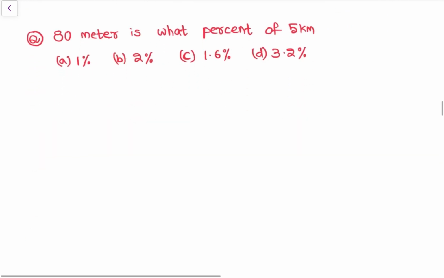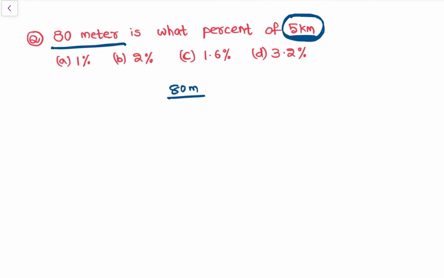So now let's see this question, that is 80 meter is what percent of 5 kilometer? So original quantity or total quantity is 5 kilometer, ठीक है। So 80 meter, and 5 kilometer is what? 1 kilometer has 1000 meters, right? So 5000 meters into 100. Basically we are turning kilometer into meter.